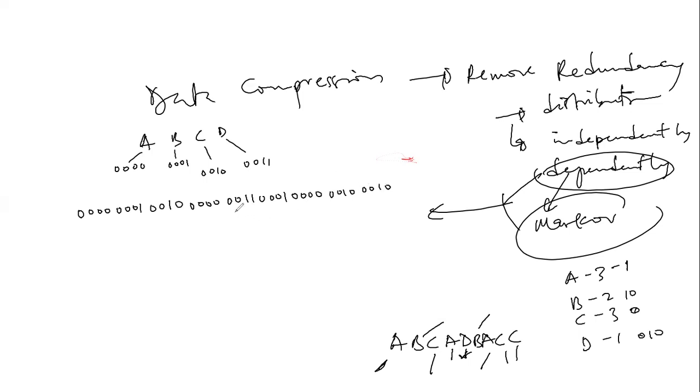But now we want to say, well, now that we want to do compression, data compression can be achieved by assigning short descriptions to the most frequent outcomes of the data source and longer descriptions to the less frequent outcomes. So let me write that down.